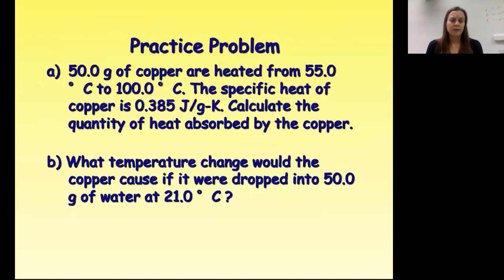With copper, we have this problem where we have 50 grams of copper that are being heated from 55 degrees Celsius to 100 degrees Celsius. We're given the specific heat of copper and we're asked to calculate the quantity of heat absorbed by the copper. The second part of the question asks, what temperature change would the copper cause if it were dropped into 50 grams of water at 21 degrees Celsius?